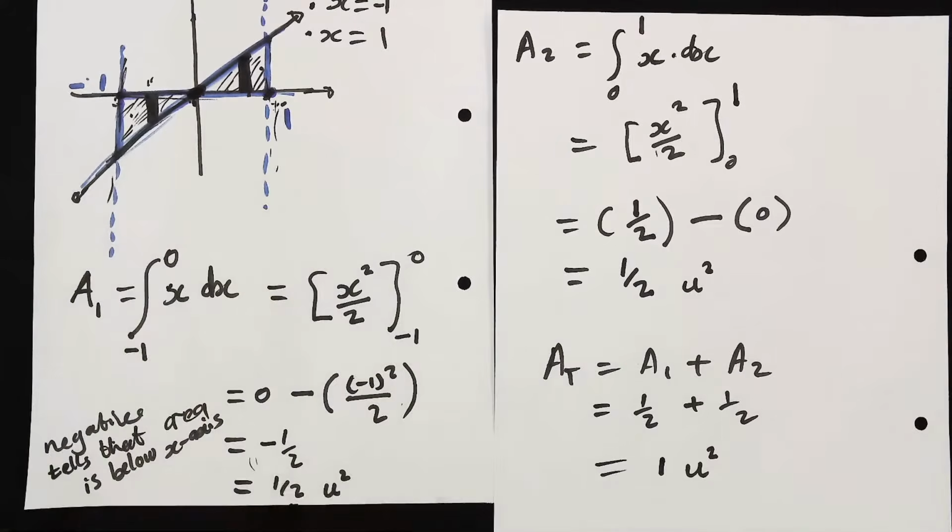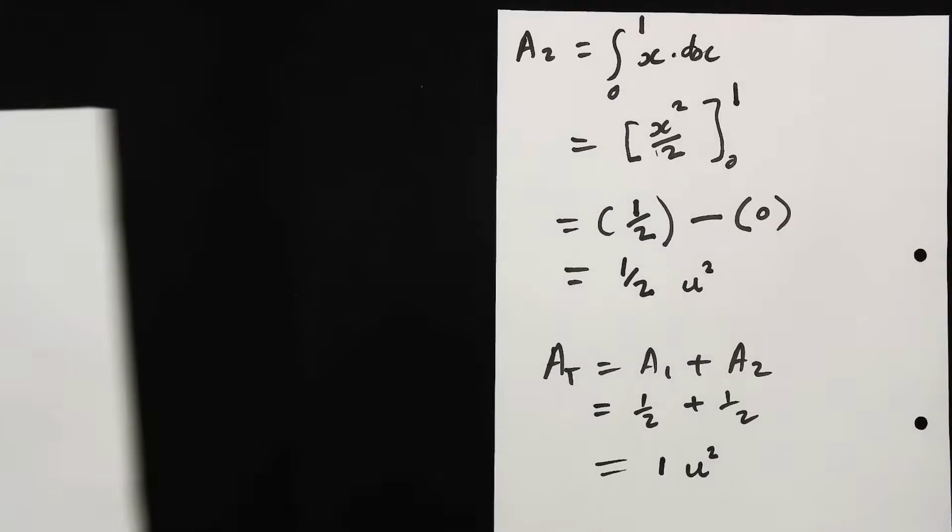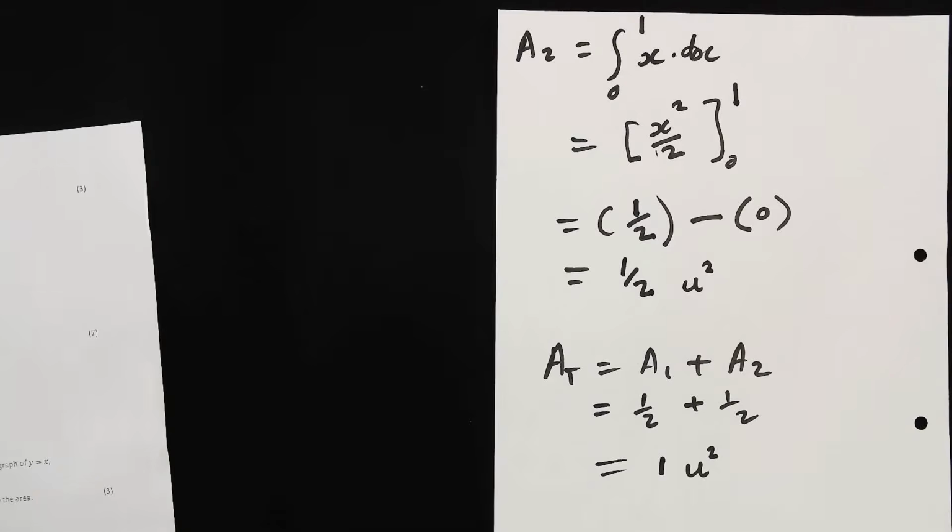So there was area. Hence I even put this note here, because I know you'll get a negative, because it is below the x-axis. That's why you had the negative. I hope it's clear. So that's why we have 1 square unit. Okay. Hope it's clear. I need to quickly answer the question.